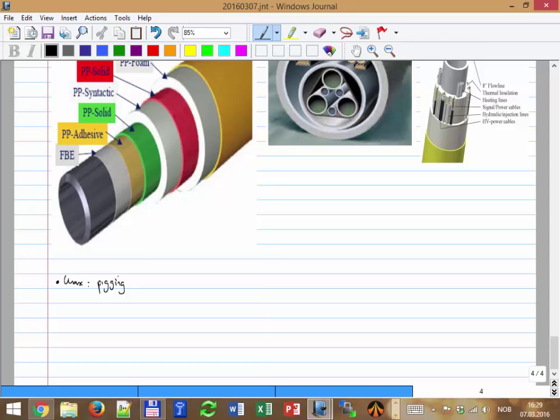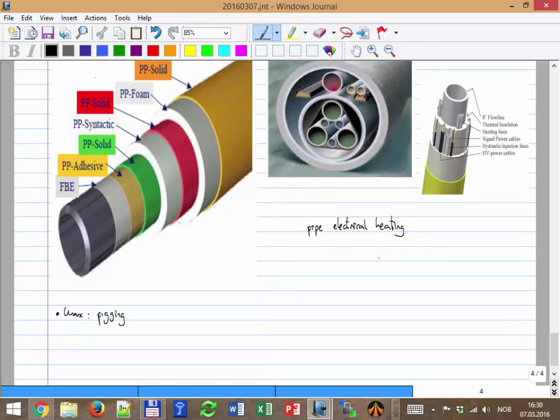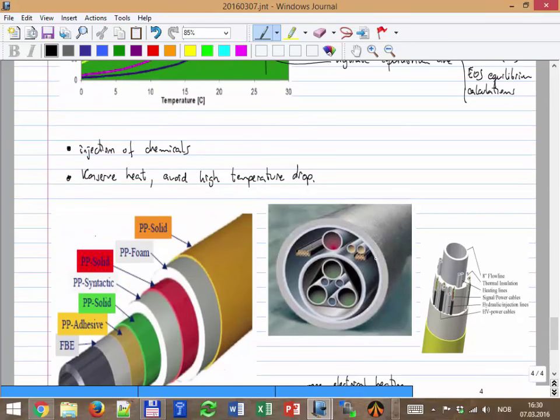Also, if you isolate the pipe a lot, there are some pipes that use electrical heating. They have just an electric resistance, and they put a certain voltage difference in the pipe and circulate a current, and this heats the pipe. Of course, this is very expensive and it's only used in some areas where you really need it, where the temperature is very low or it's a section of pipe that is kind of naked and doesn't have good protection.